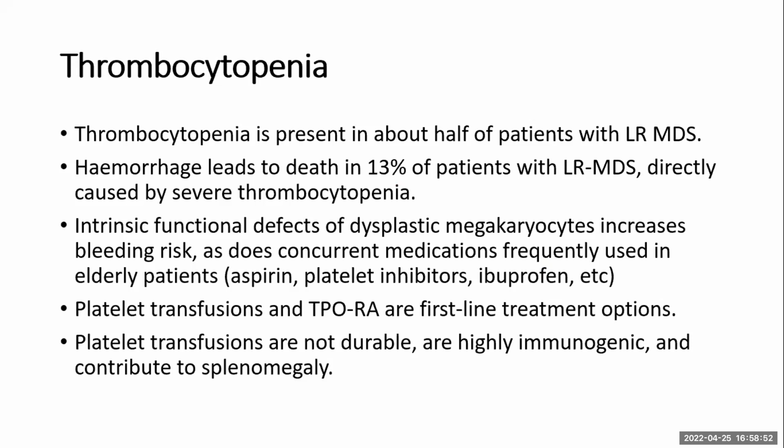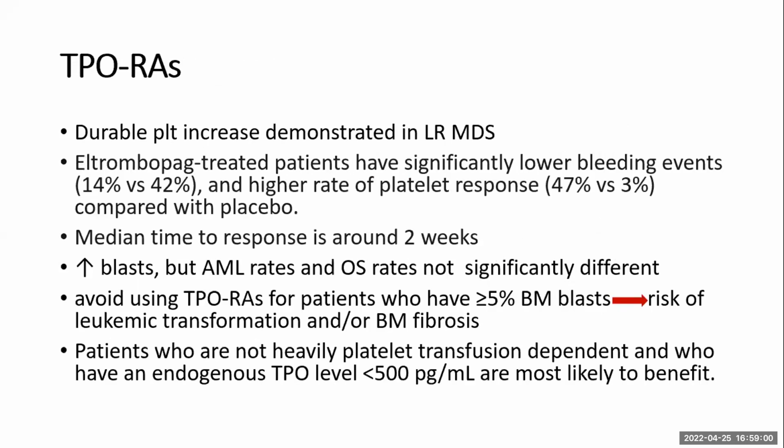However, we know that platelet transfusions are not durable, that they are highly immunogenic and contribute to splenomegaly. So therefore, the thrombopoietin receptor agonists become the go-to therapy if you can get them. And these lead to durable platelet increases in patients with lower risk MDS.